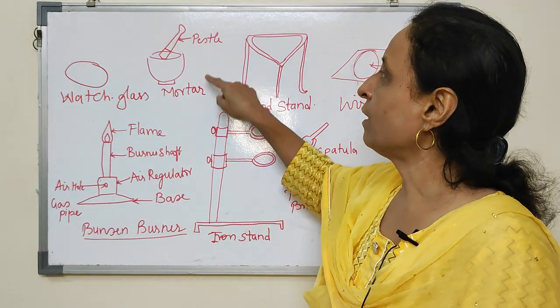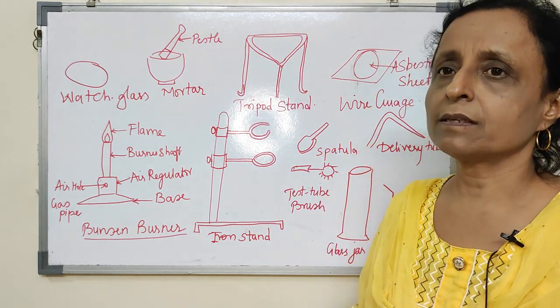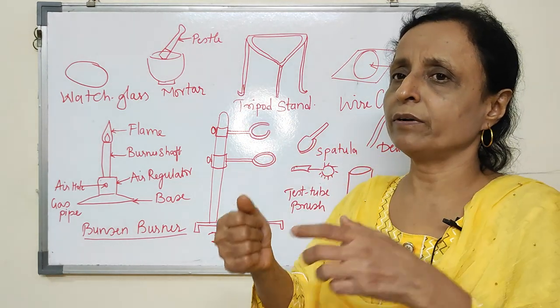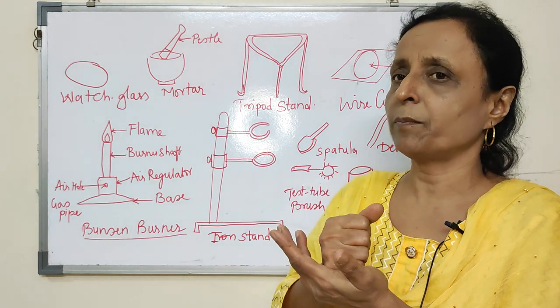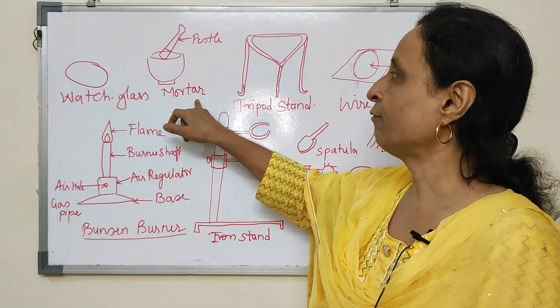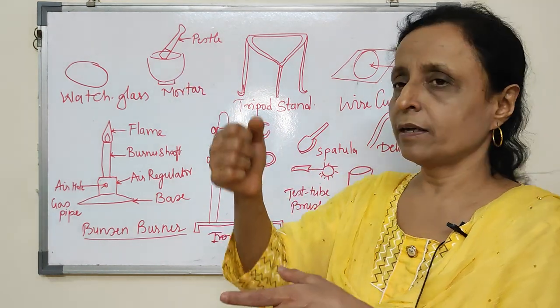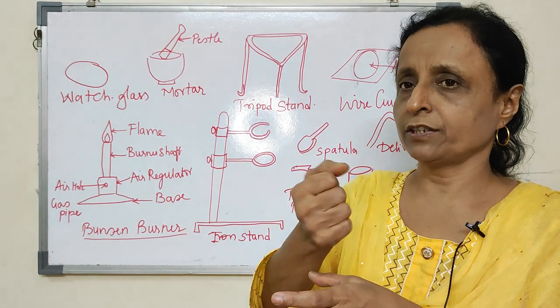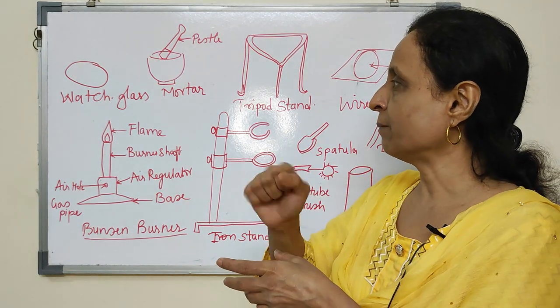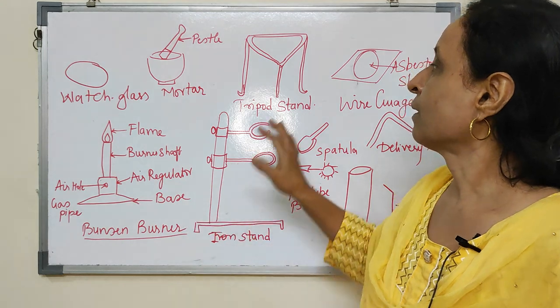Then mortar and pestle. Some chemicals have to be ground and made into a finer powder. So we have to use this mortar and pestle to crush it, crushing whatever chemicals you require.